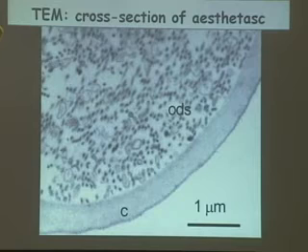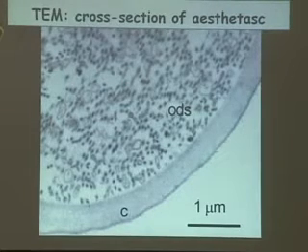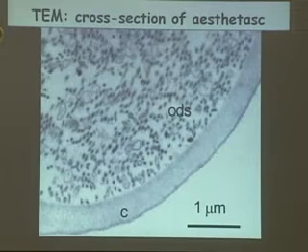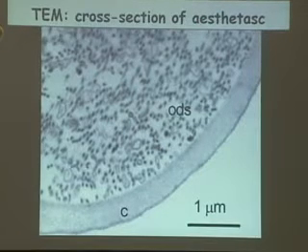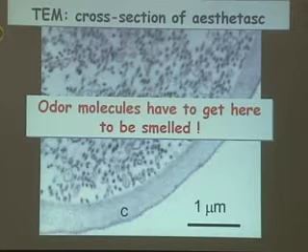If we take a cross-section through one chemosensory hair and look inside, what you find is that they're chock-a-block full of the dendrites from chemosensory neurons. And so if we're going to get the nervous system involved in smelling odors, the first thing that has to happen is odor molecules have to get to these chemosensory hairs.